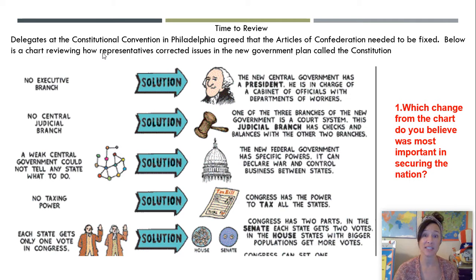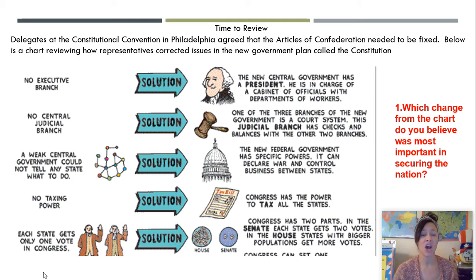So 1787 is that big date. So no executive branch and no judicial branch. The solution was, of course, to create those two branches, giving that sense of checks and balances to avoid a tyrant. A weak central government could not tell any state what to do, which we realized in Shays' Rebellion was a problem. And the solution was to give the federal government more power, okay? Not being able to tax left the government broke, and a broke government can't do much. The solution was to allow taxing in all of the states.